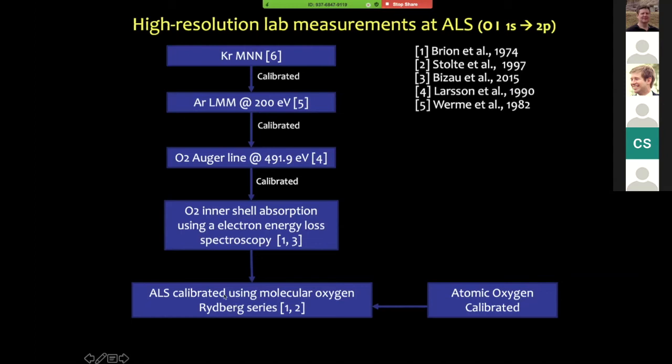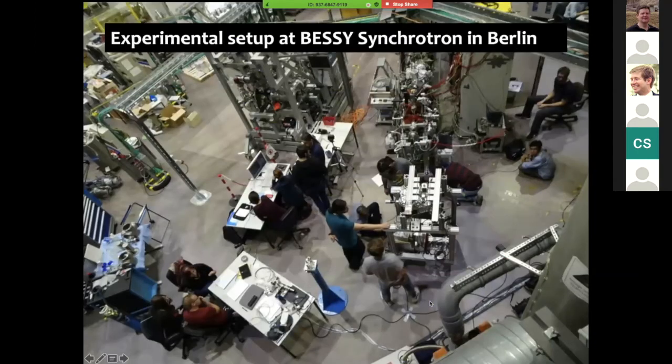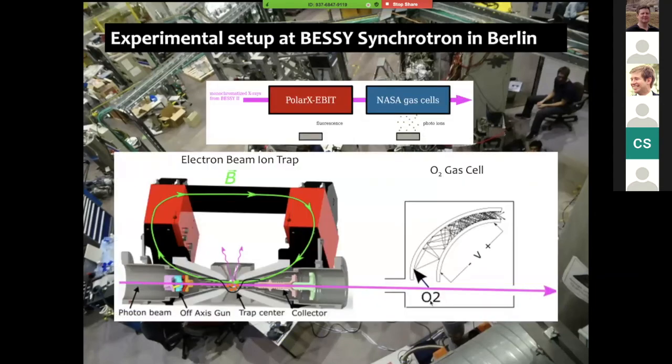To remove all of these issues with the calibration, we actually use highly charged ions like helium-like and hydrogen-like oxygen and nitrogen to first calibrate our synchrotron photon beam. Then we measure the oxygen Rydberg series simultaneously, and then we recalibrate the atomic oxygen. This is our experimental setup at BESSY II in Berlin. The setup is very simple.